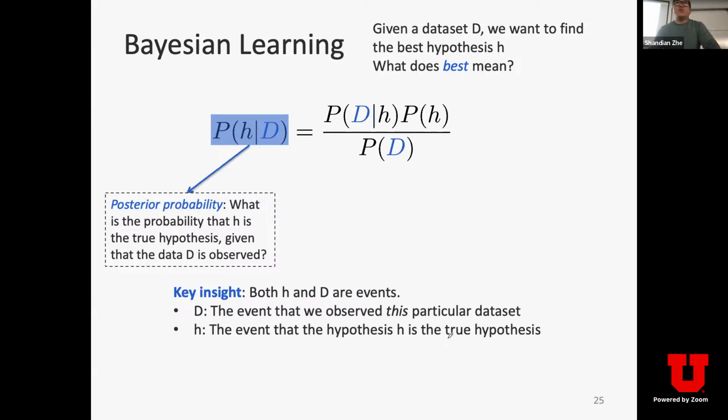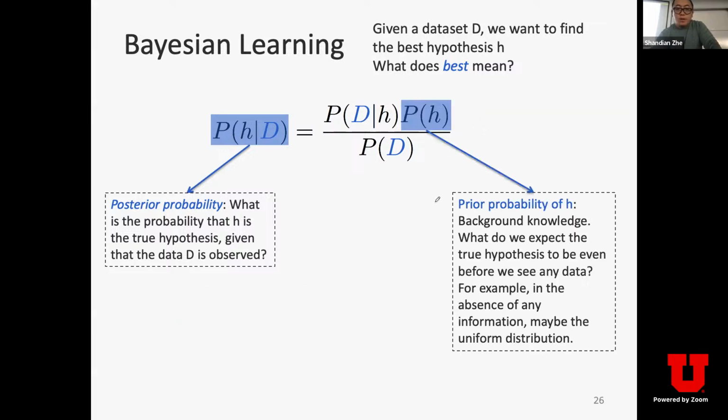And then we can apply the Bayes rule. According to the Bayes rule, this posterior probability is determined by, first, the prior probability that H is the true hypothesis. Before we see any data, what is our prior knowledge, prior confidence, prior belief that each particular H is the true hypothesis? This is also where we can inject our background knowledge, our rules of thumb, our domain knowledge, right?